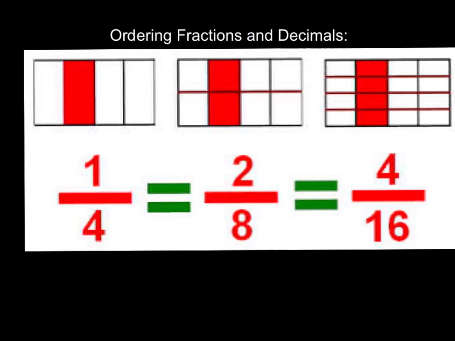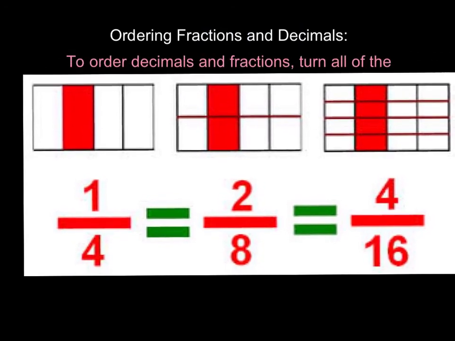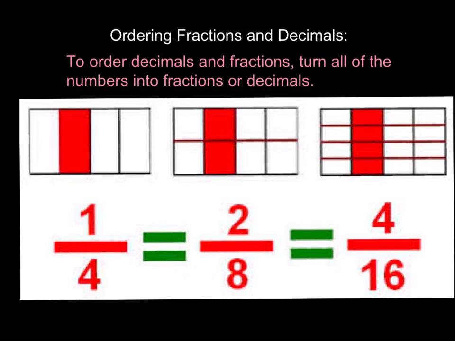Now that we know how to turn fractions into decimals and decimals into fractions, we can use our new skills to help us order fractions and decimals. The first step in ordering fractions and decimals is to turn all of the numbers either into fractions or decimals to make them easier to compare. Please take a moment to pause this video and write down the process of ordering fractions and decimals. Now let's look at an example together.